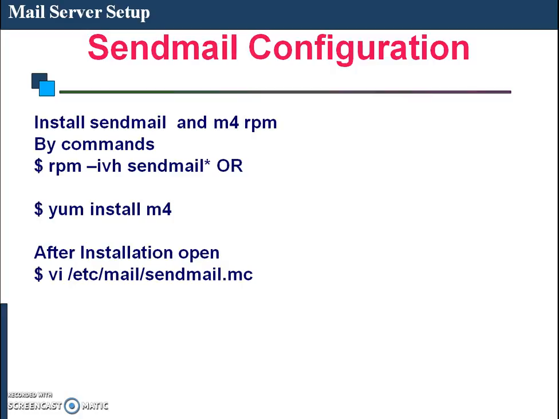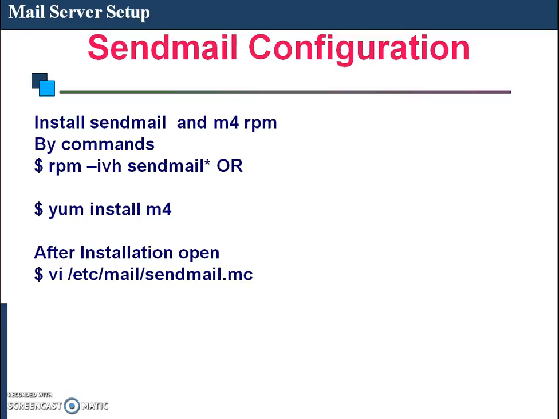Now, as we know how to install an RPM. RPM is nothing but Red Hat Package Manager, which is required to configure a server in Linux. So we need two RPMs in configuration of sendmail, that is sendmail and M4. Initially we have to install sendmail. We can do it either using yum install sendmail star, so it will install all the RPMs required by sendmail, or you can do it manually by rpm -ivh and the RPM name. Press tab and press enter, it will be installed.